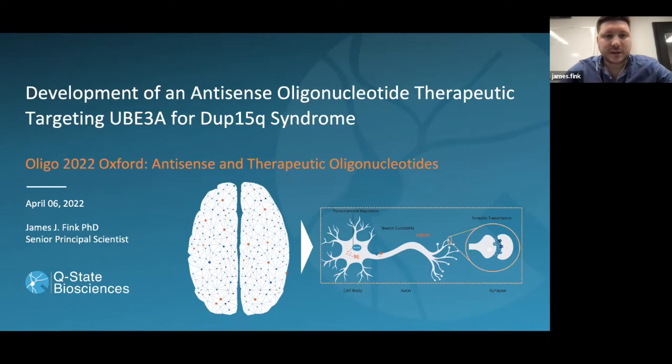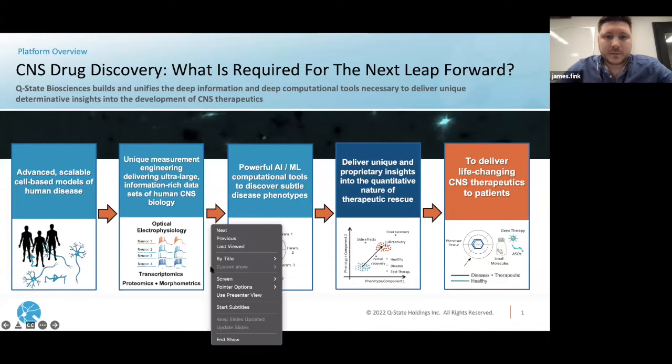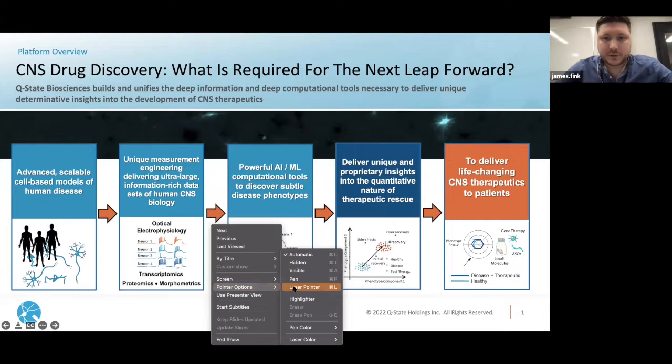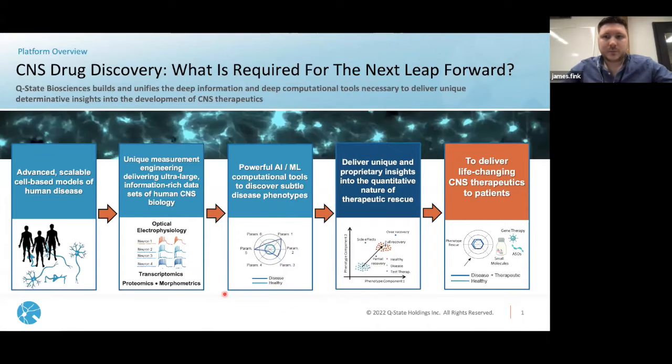And I'm pretty excited to give everyone here an overview of Q State's therapeutic platform, and then specifically talk about our antisense oligonucleotide therapeutic for targeting UBE3A for Dup15q syndrome. So let me switch to a pointer view so I can walk you through this.